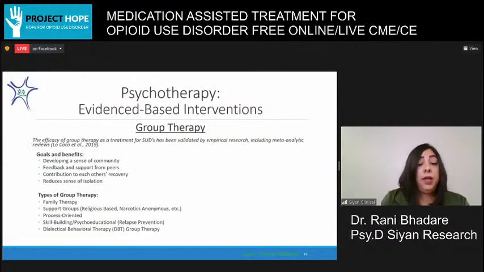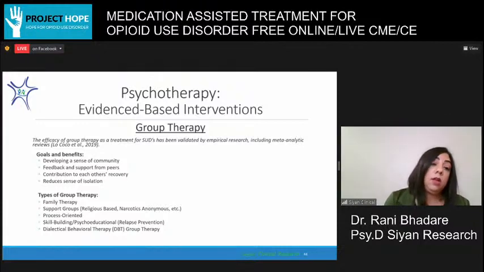Group therapy is another evidence-based intervention for opiate use disorder. The goals and benefits are it helps patients develop a sense of community. They get feedback and support from peers. They contribute to each other's recovery, and it reduces sense of isolation, which is huge because isolation tends to be a very powerful trigger for substance use.